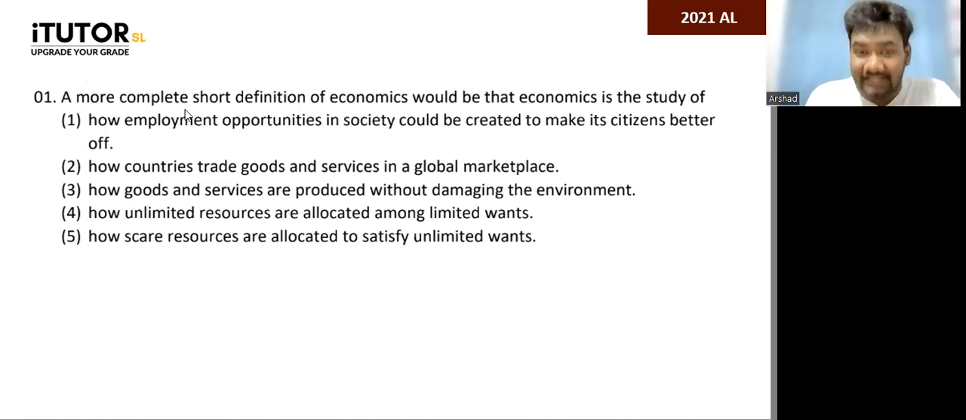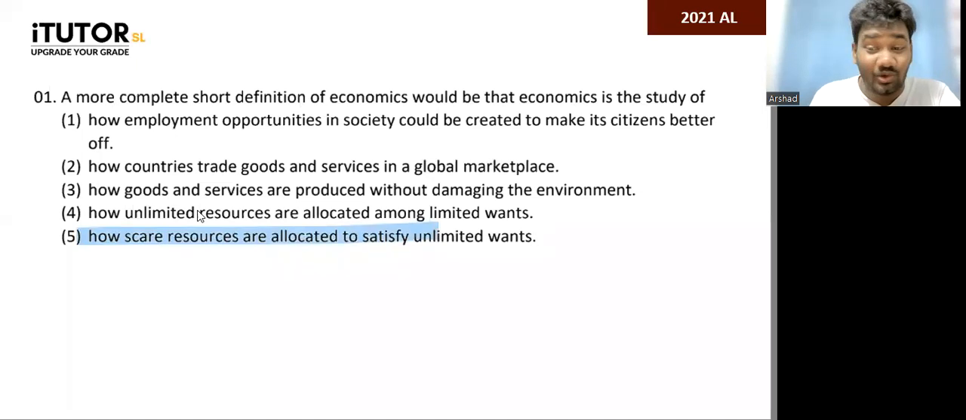The more complete short definition of economics would be that economics is the study of what? How employment opportunities in the society could be created, how countries trade goods and services, how goods and services are produced without damaging the environment, how unlimited resources are allocated among limited wants, how scarce resources are allocated to satisfy unlimited wants. Because what is economics studying? Economics is studying how we use our limited resources to satisfy our unlimited wants, right? The answer is the 5th one.